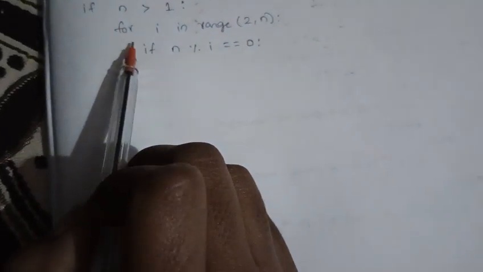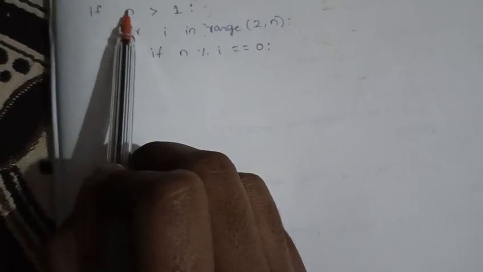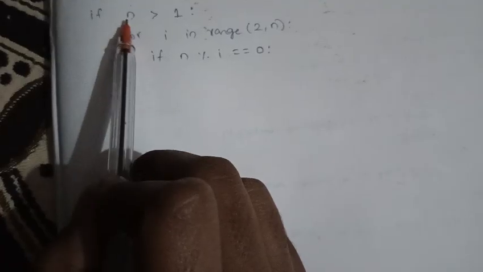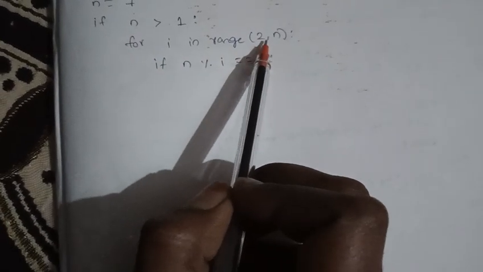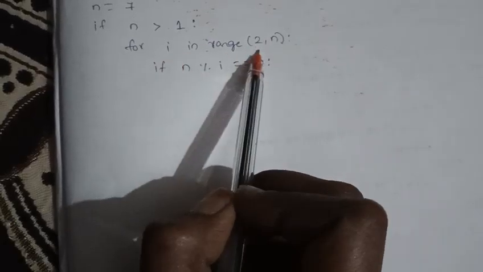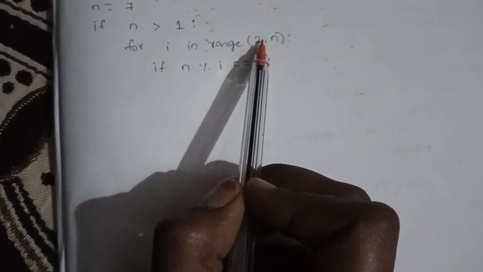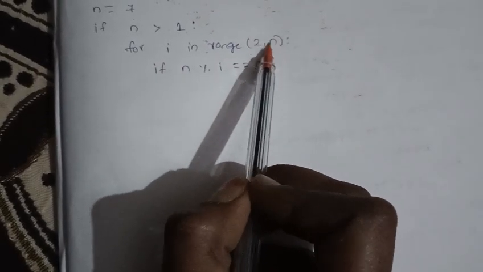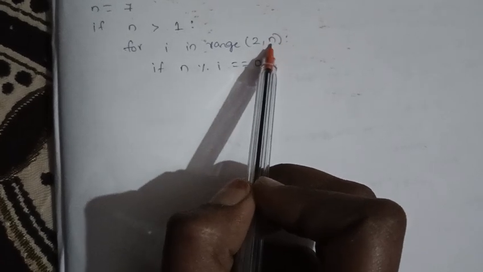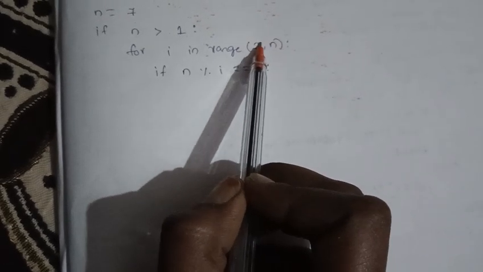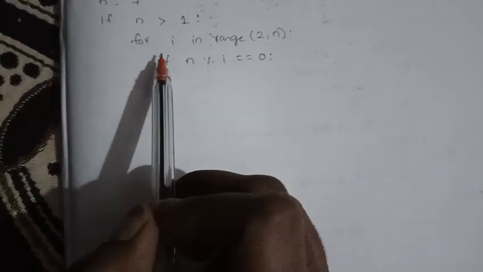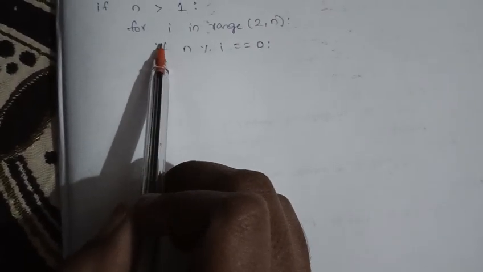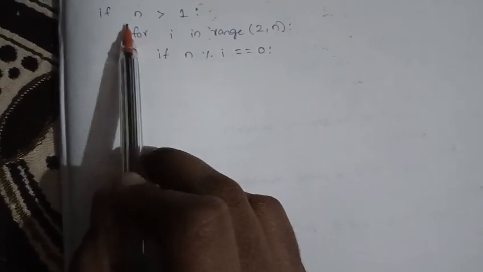What will the for loop do? We are taking the number as 7. For i in range of 2 comma n, the for loop will start from 2 and end with n minus 1. It doesn't take n, but it will take n minus 1, that is 7 minus 1, which is 6. Now n means 7.